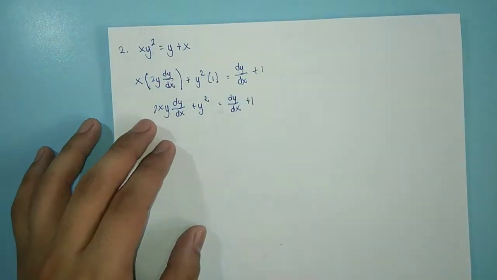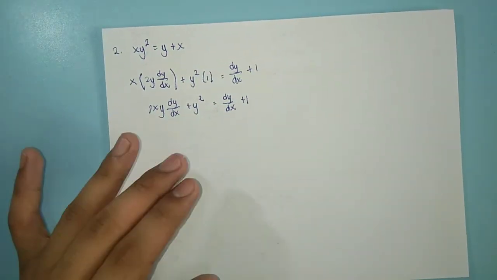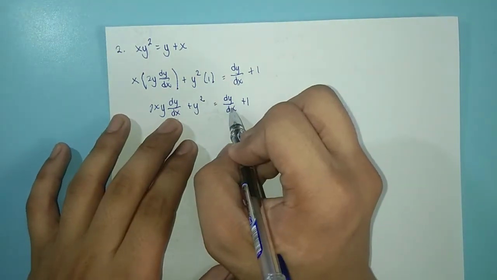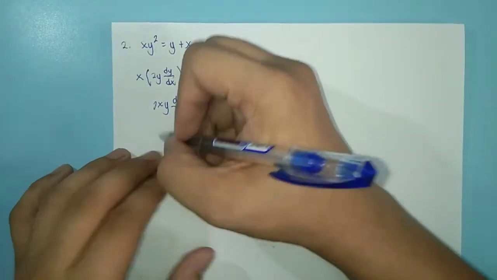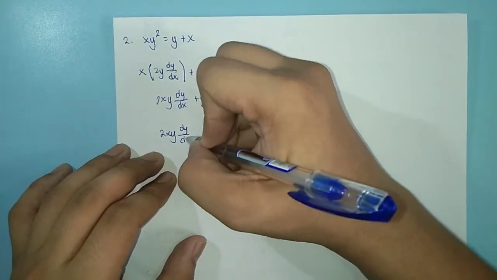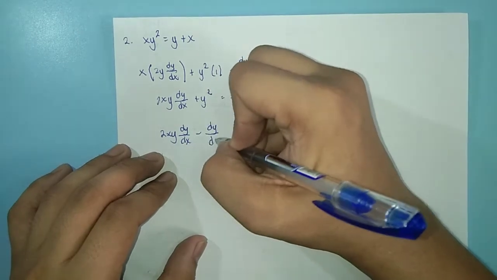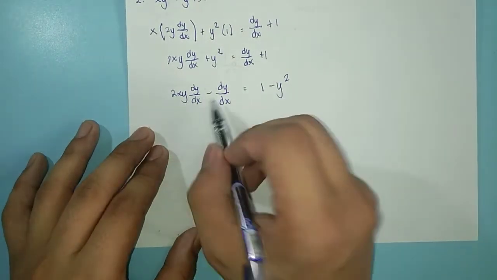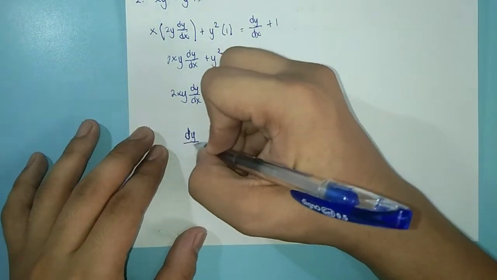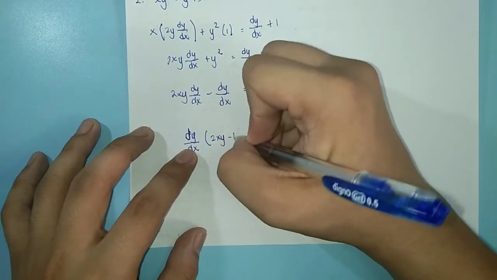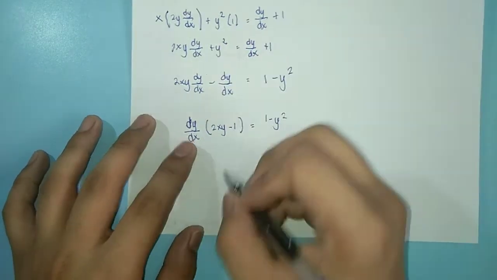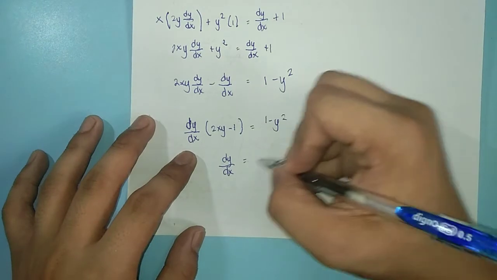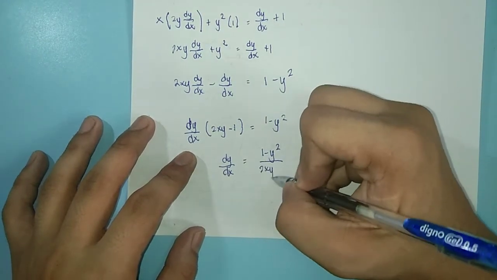So pwede na natin i-multiply yan both sides by dx, pero sa akin, mamaya na lang. So sa dulo na natin siya i-multiply by dx. So ito, ilagay natin sa left side. Ito, ilagay natin sa right side. So magiging 2xy dy over dx, from positive, magiging negative, equals 1. So ito magiging negative y squared. Then i-factor out natin yung dy over dx. So that is dy over dx times 2xy minus 1 equals 1 minus y squared. So divide both sides by 2xy minus 1. So dy over dx, yan yung derivative, equals 1 minus y squared over 2xy minus 1.